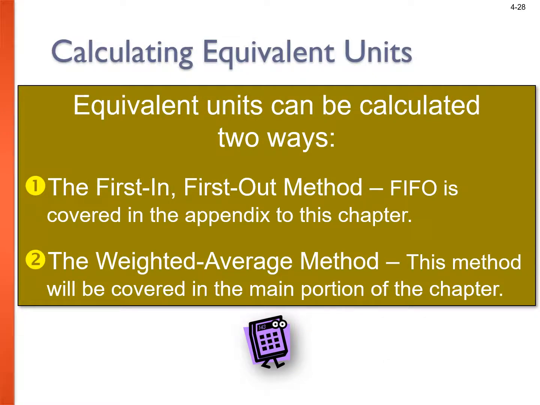Now, equivalent units can be calculated two ways: FIFO, which we're not going to cover, and the weighted average, which is what we're going to focus on.